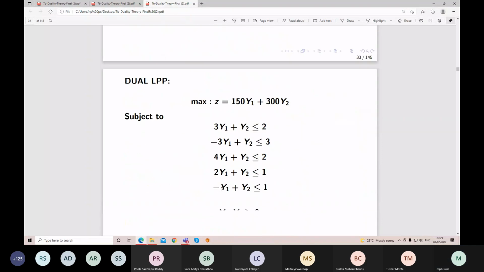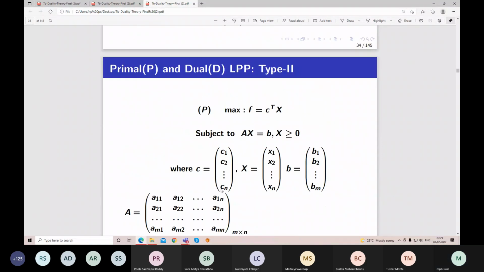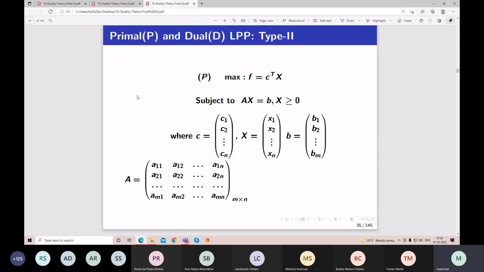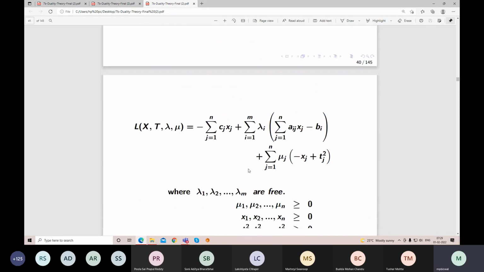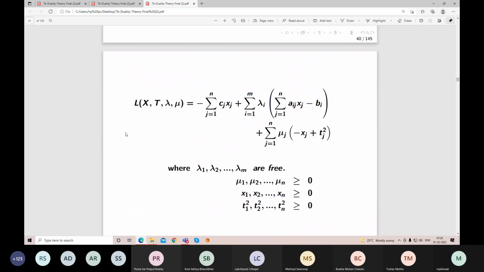I am showing you what the second problem is. In the second problem, the objective function is maximization type, the constraints are greater than or equal type, and the decision variables are non-negative. And what is the Lagrange function? Since it is an equality type, there is no question of slack variables. Everything is the same; the slack variables si square we have removed. Other things are the same, and we proceed.